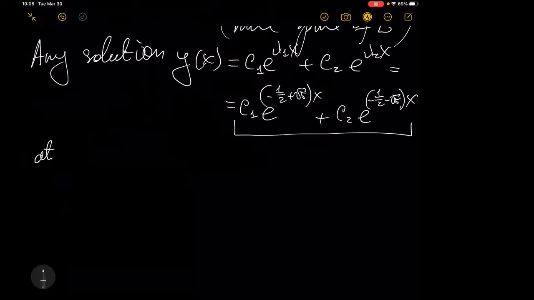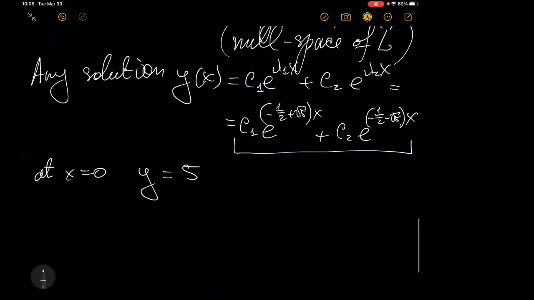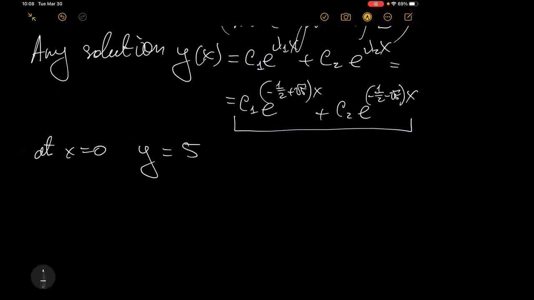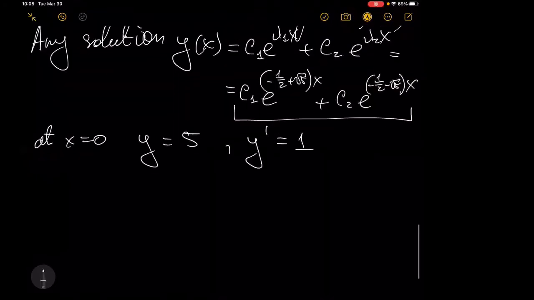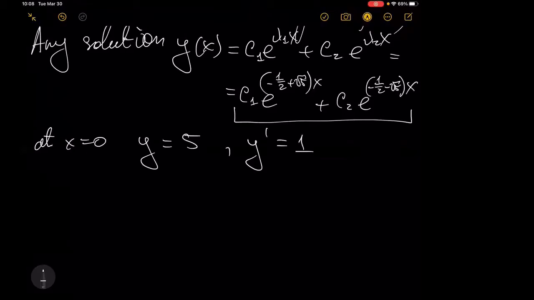Now let us suppose that at x equal to 0, our y is equal to 5. So this is the so-called initial condition. Then, and y prime is equal to 1. So then what does it mean? It means that I can write that at x equal to 0, I substitute just here x equal to 0. I'm getting c1 plus c2 equals to 5.